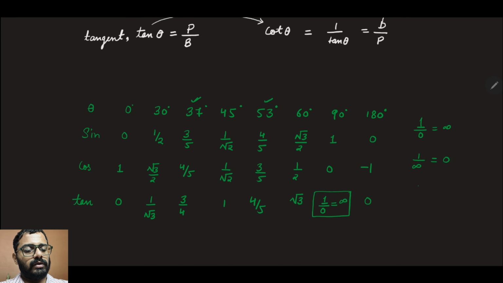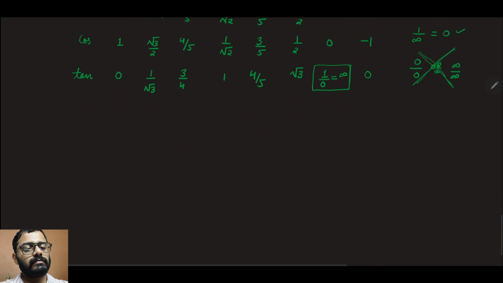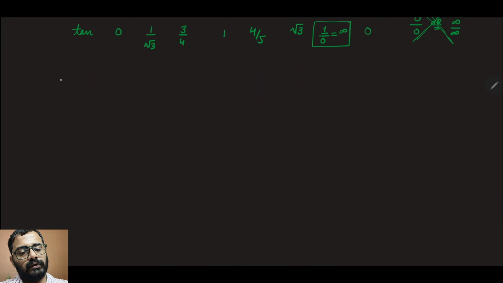And in any question, if you are getting 0 by 0 or infinity by infinity, then definitely you are doing the question wrong. You should not get this. These two, if you are getting, you can convert it this way. And this table, you have to remember it. After that, there are a few identities that you have to remember for trigonometry.